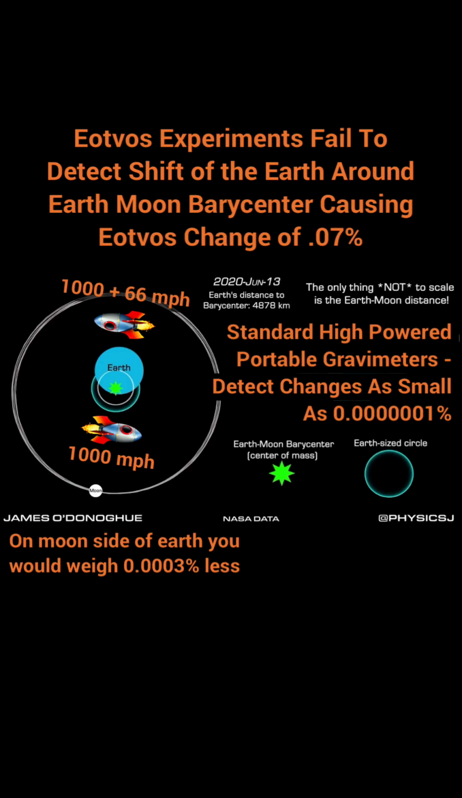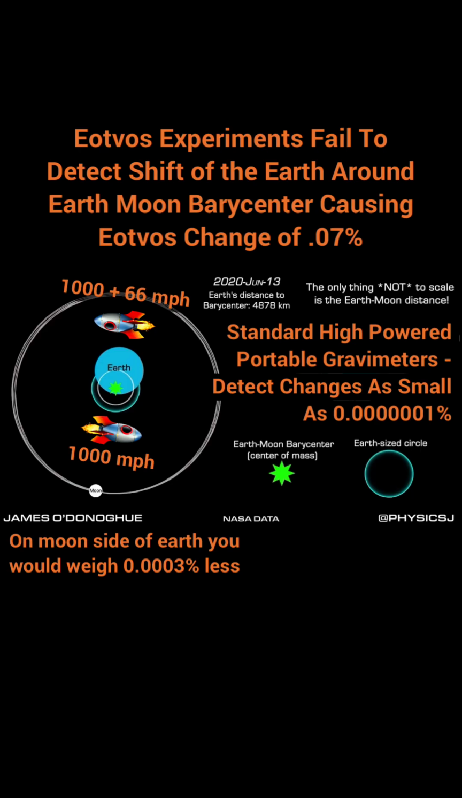What they are forgetting, however, is that there would be an additional effect or difference in weight felt between the far side of the Earth and the near side of the Earth to the Earth-Moon barycenter. The Earth's rotation around the barycenter at the equator moves at about 66 miles per hour, in the same direction as the spin of the Earth, supposedly. So on the far side of the Earth from the barycenter, you'd be moving at 1,066 miles per hour, and on the near side to the barycenter, you'd just be moving at the 1,000 miles per hour at the equator. So this would give you an Eötvös change of roughly 0.07%, flying from one side of the Earth to the other, regardless of whether you're traveling east or west.